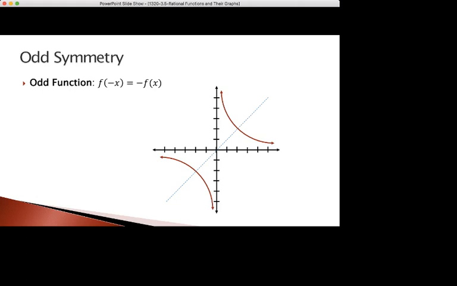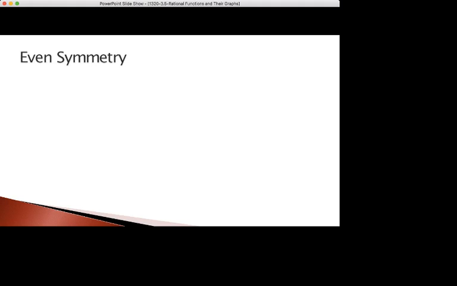This is the defining characteristic for an odd function. Okay. This means it has origin symmetry. It means it is symmetric about the origin. So take the function and we spin it however we want around this line, we're going to end up exactly where we started. Now, since we've talked about odd symmetry, it only makes sense now to talk about even symmetry.